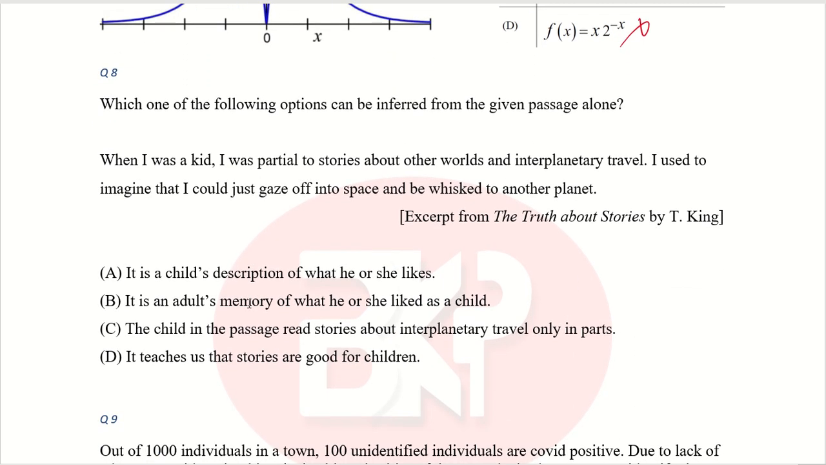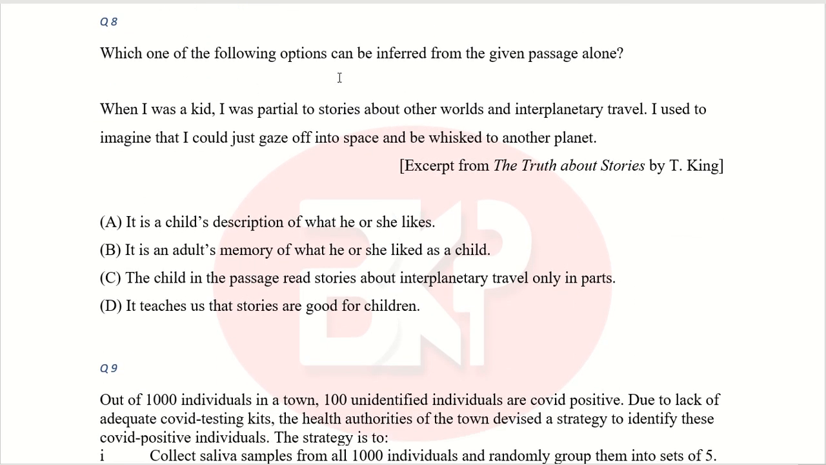Let us talk about question number 8. Which of the following options can be inferred from the given passage? This question was very good. He's saying when I was a kid, then he did all these things. It means it was an adult's memory of what he or she liked as a kid. So 8 is B.